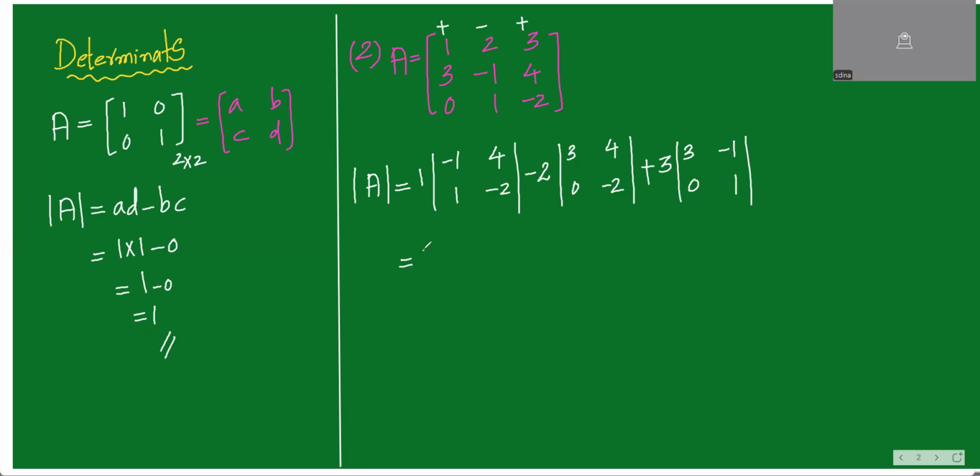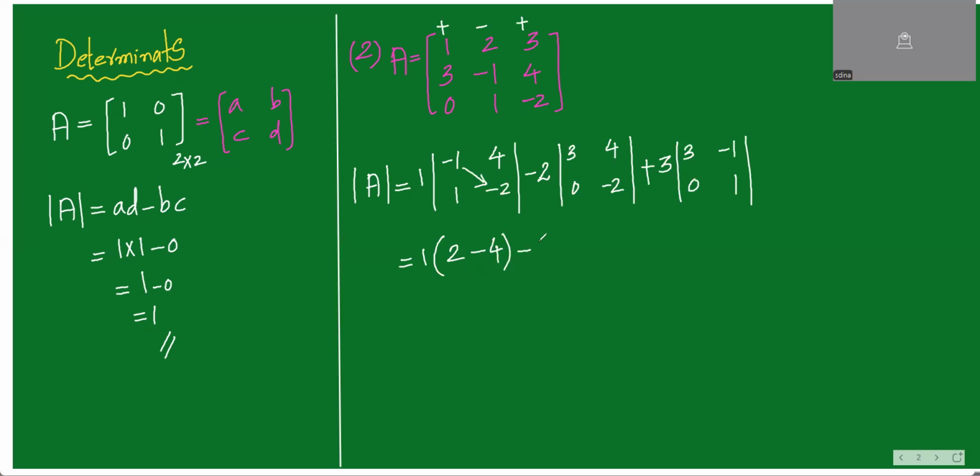Now 1 into this, this again becomes a 2 by 2 matrix. The formula is AD minus BC. AD means this into this. Minus into minus is plus, 2 ones are 2. Minus is there in our formula, 4 ones are 4.